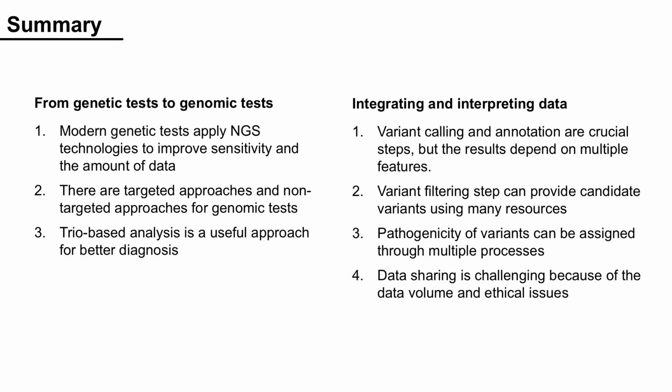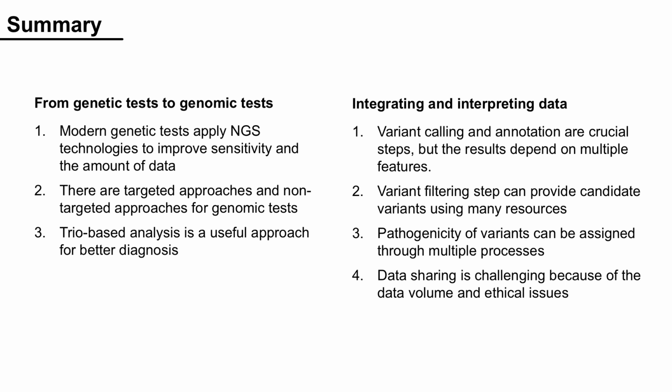Okay, to sum up. From genetic tests to genomic tests. 1. Modern genetic tests apply NGS technologies to improve sensitivity and the amount of data. 2. There are targeted approaches and non-targeted approaches for genomic tests. 3. Trio-based analysis is a useful approach for better diagnosis.